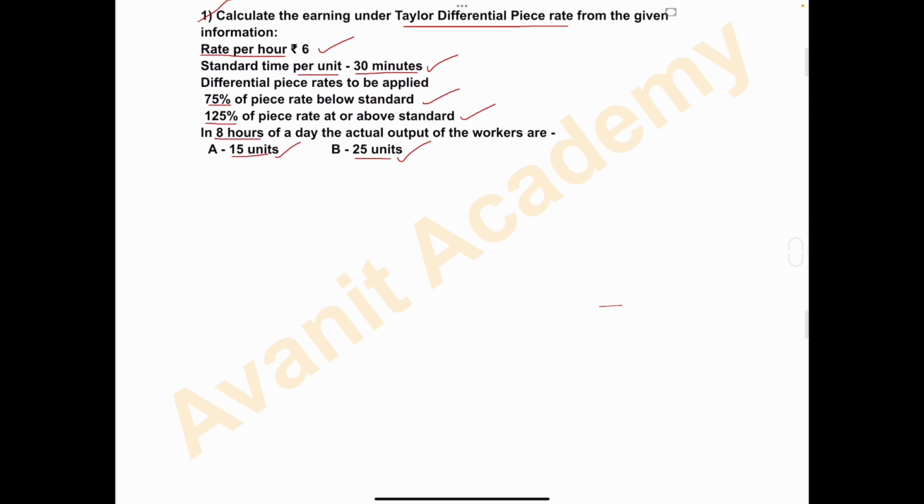So before that, we have to find out the standard output. To make 1 unit, 30 minutes is required. So during this 8 hours, how many units can be produced? First we have to calculate standard output in 8 hours. And according to that standard, we have to see whether A has performed above or below the standard, and whether B has performed below or above the standard. Let's find out the earnings of Mr. A and Mr. B under Taylor's differential piece rate system.